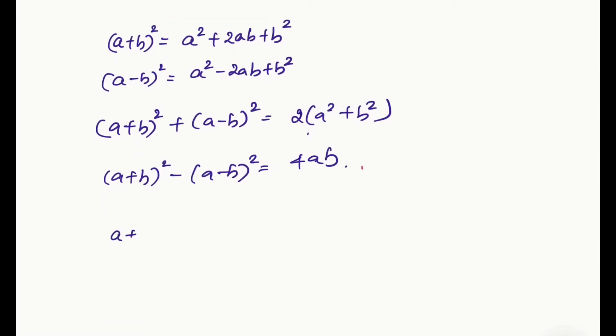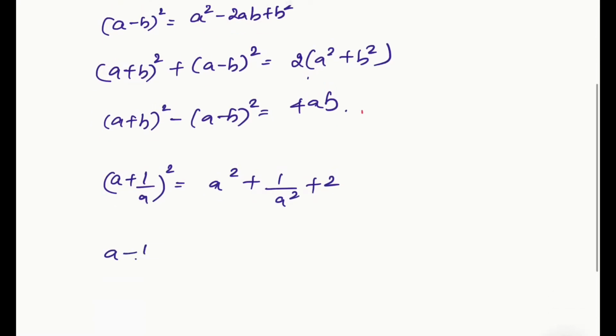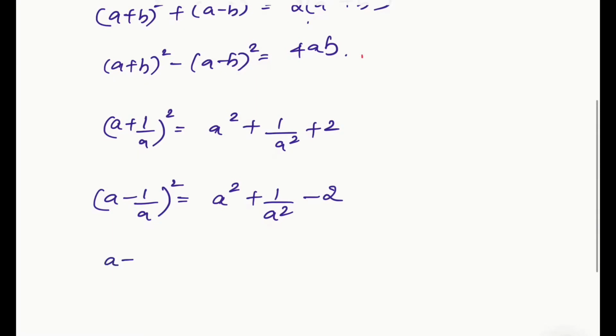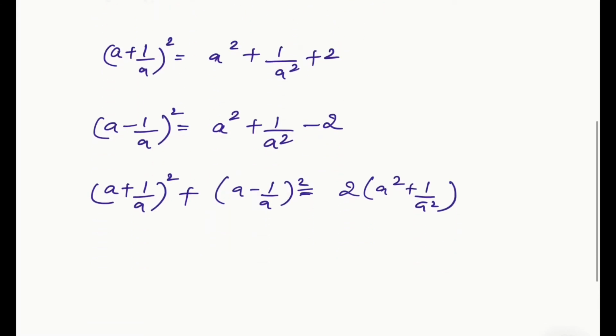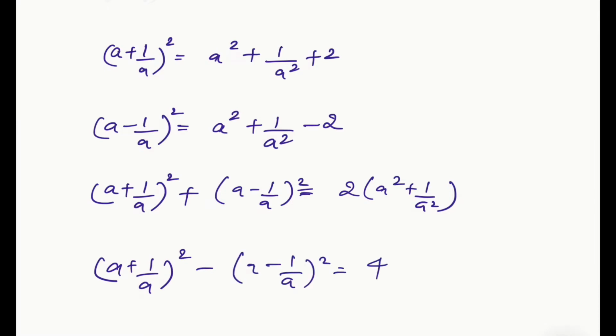And similarly, we had (a plus 1 by a) the whole square equal to a square plus 1 by a square plus 2, and (a minus 1 by a) the whole square equal to a square plus 1 by a square minus 2, and (a plus 1 by a) whole square plus (a minus 1 by a) the whole square equal to 2 times (a square plus 1 by a square), and (a plus 1 by a) the whole square minus (a minus 1 by a) the whole square equal to 4. Okay, we had learned these identities in our previous class.